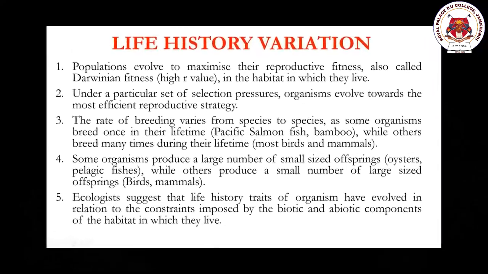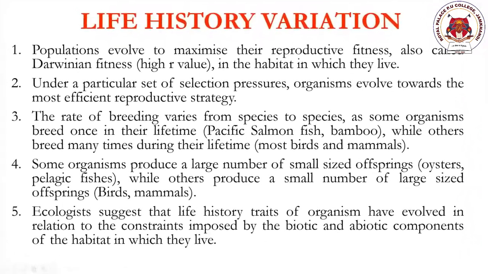Okay, so try to understand this point. This is once again a very interesting point actually. So if you go further, we'll get to know another point here. That is, ecologists suggest that life history traits of organisms have evolved in relation to the constraints imposed by the biotic and abiotic components of the habitat in which they live.